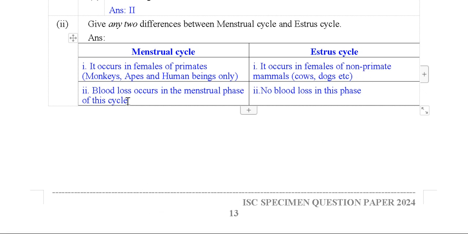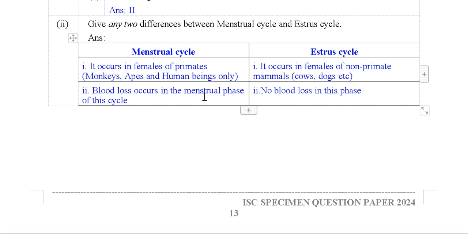Second is about the loss of blood. In the menstrual cycle, blood loss occurs in the menstrual phase of this cycle. Actually, in the menstrual cycle there are 4 phases. The first phase is the menstrual phase, then the follicular phase, then the ovulation or ovulatory phase, and fourth is the luteal phase, where the corpus luteum forms. So we can say 4 phases are there in the menstrual cycle.